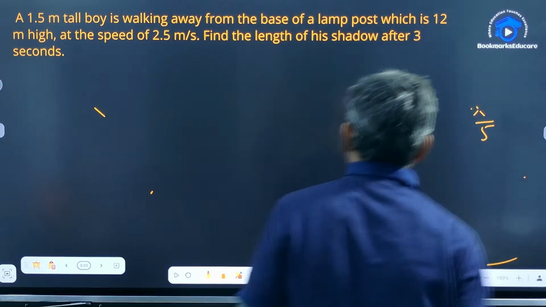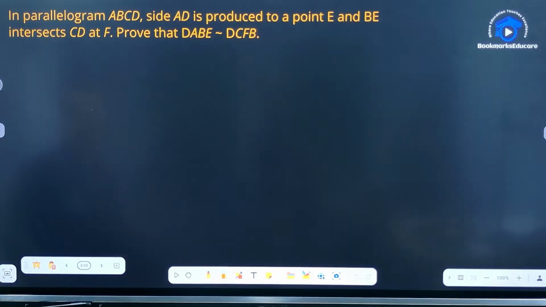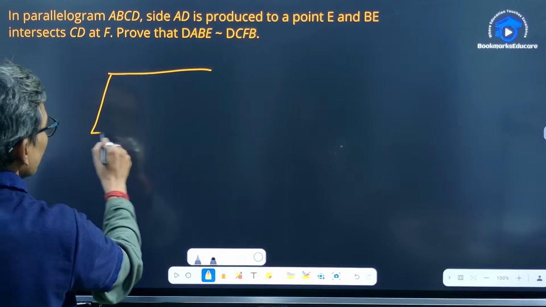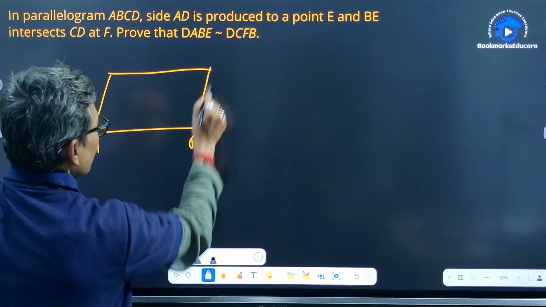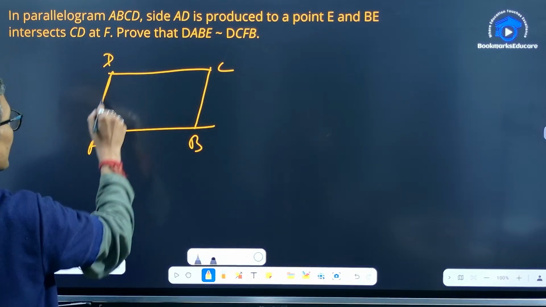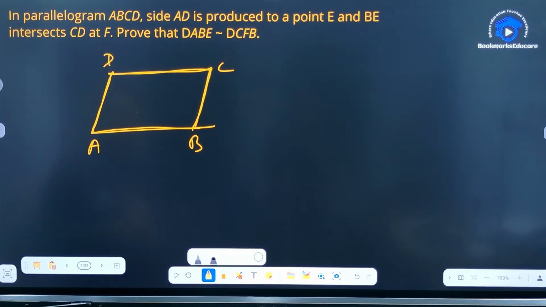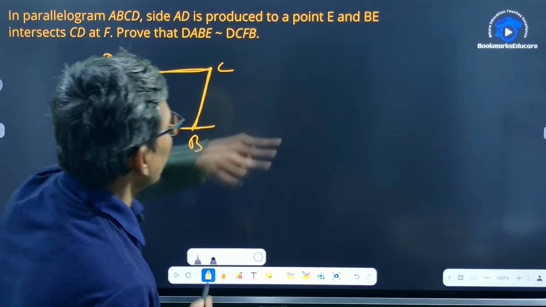Now third sum from section B for class 10 CBSE. A parallelogram ABCD. Let us draw a parallelogram A, B, C, D. ABCD is a parallelogram. Okay. So AD is produced to a point E.